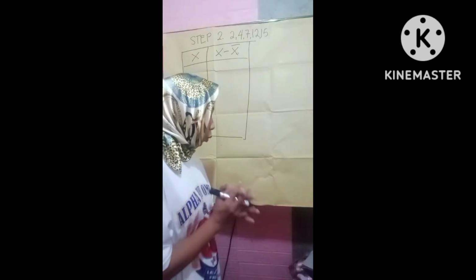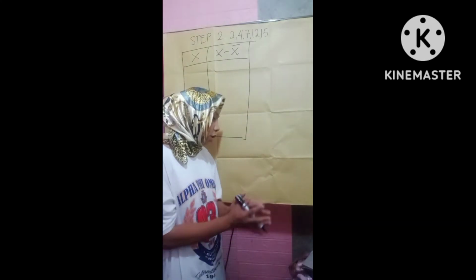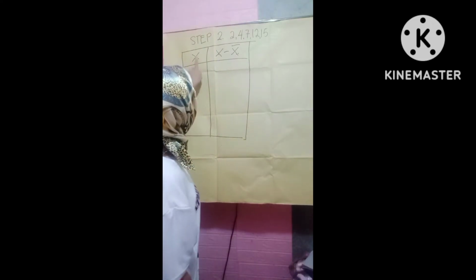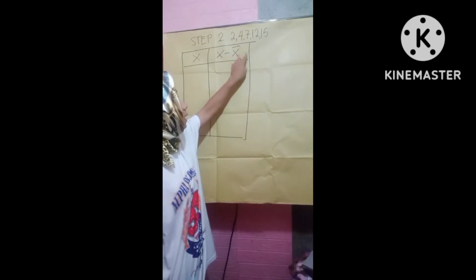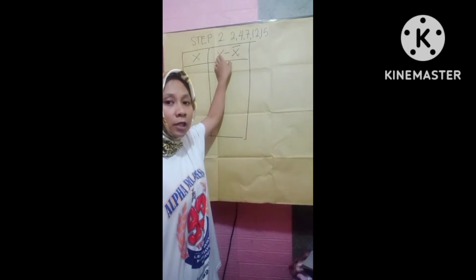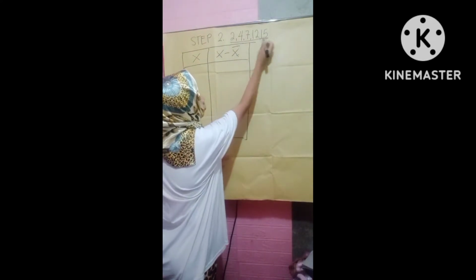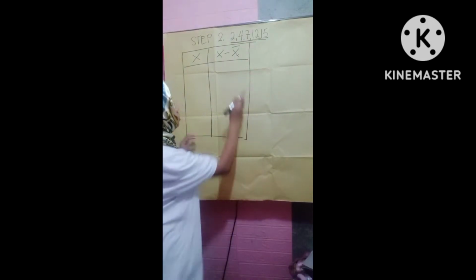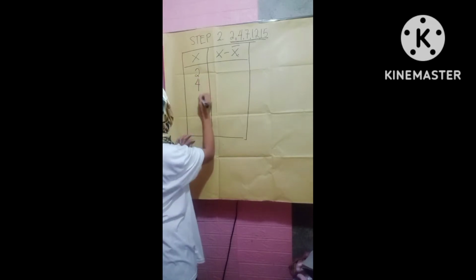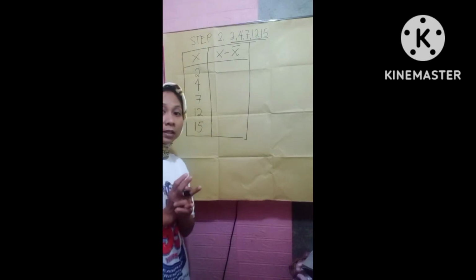Okay? Sa step 2, for each number, calculate the deviation between the number and the mean. So, between the number and the mean. Diba? Ito yung mean. This will be the numerical data, sample data. Kung ilan yung nabigay na sample data doon. Okay? So, ilan nga ba yung nabigay na sample data? Ito yung mga sample data na given. So, the sample data is 2, 4, 7, 12, and 15. Okay?